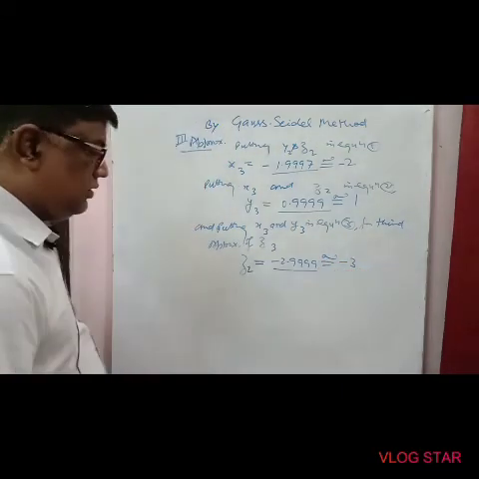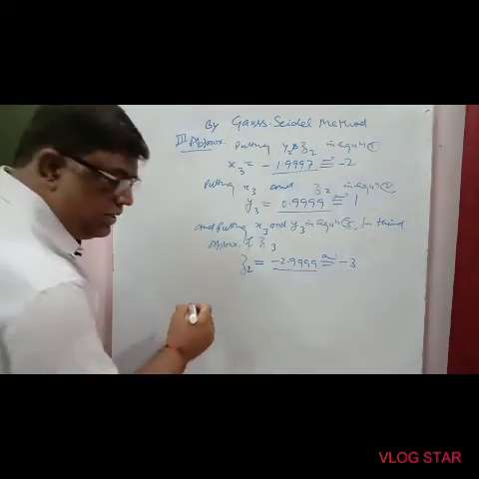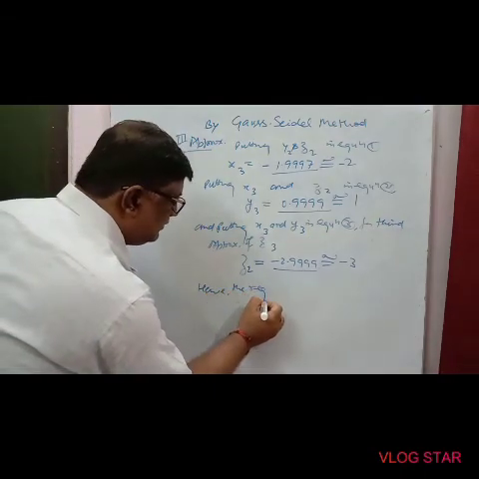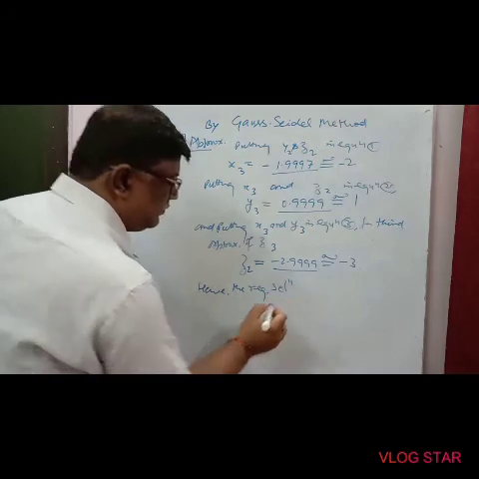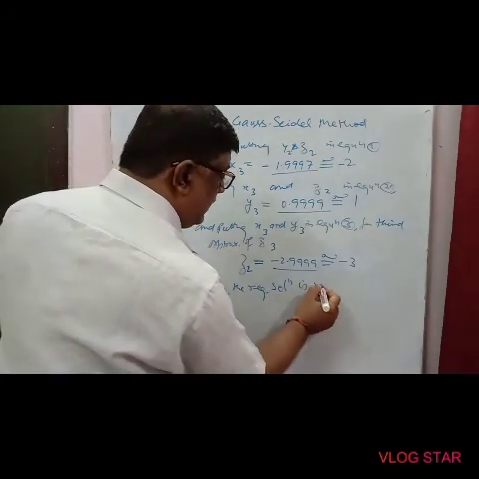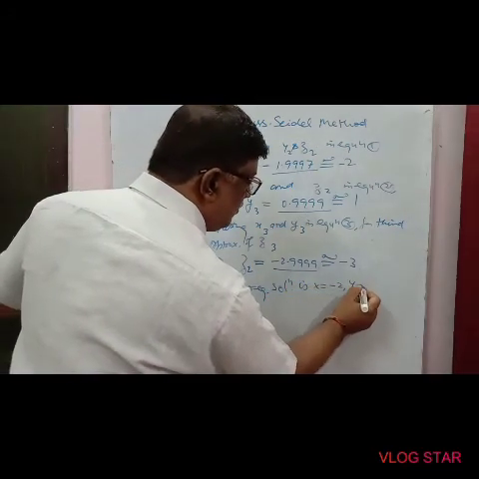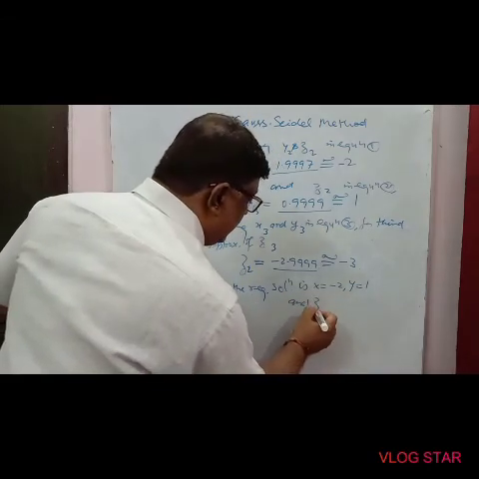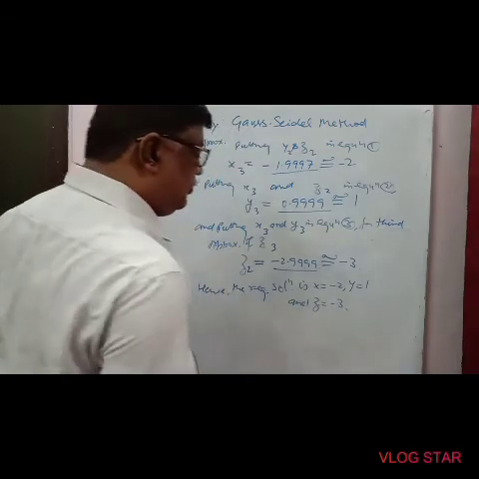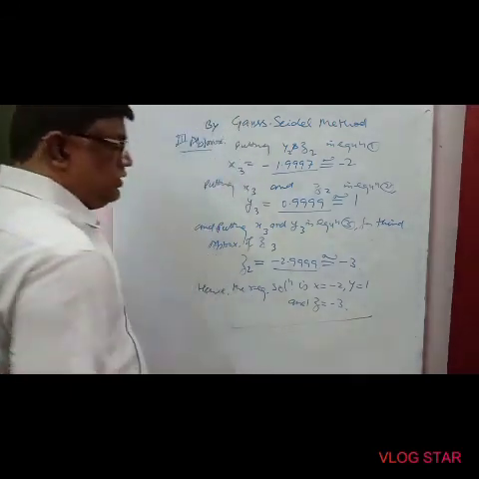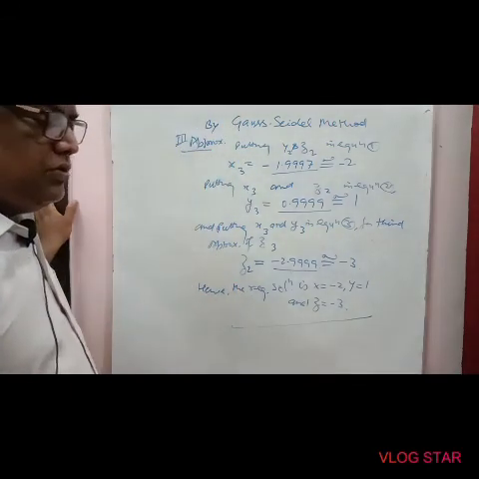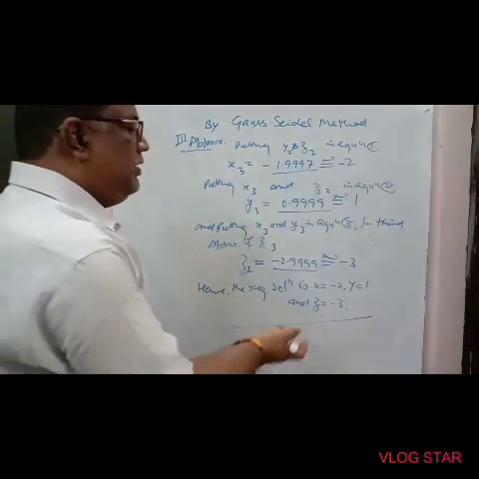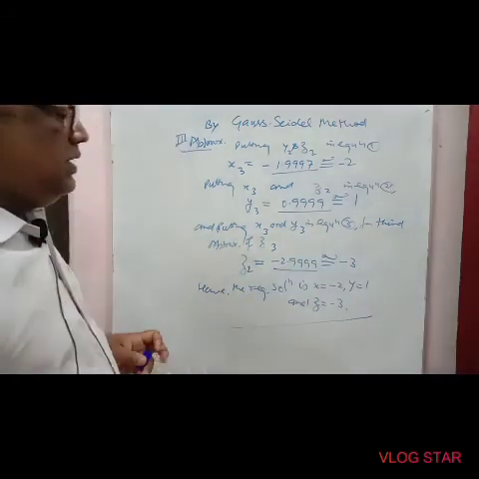Hence the required solution is x equal to minus 2, y equal to 1 and z equal to minus 3. We have to check by the calculator: change the mode and get to the solution of simultaneous equations, and putting these values, find out the direct results.